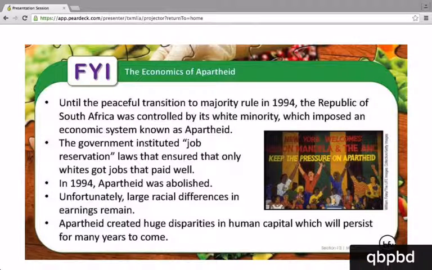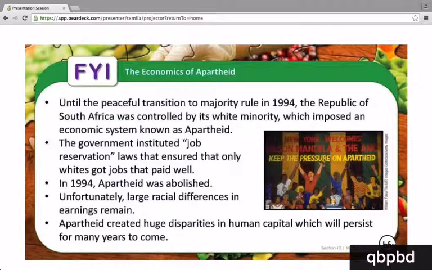Eventually, apartheid came to an end in 1994. But until then, the Republic of South Africa was controlled by its white minority, and they imposed that economic system known as apartheid. So this system that they instituted were called job reservation laws that reserved all the higher paying jobs for the minority whites. And it ensured that only whites got jobs that paid well and blacks did not.